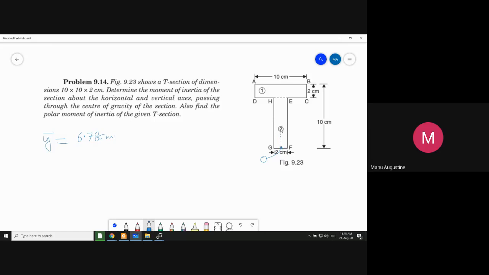So if y bar is 6.78 centimeters, that means you have to measure upwards. ऊपर चलना पड़ेगा 6.78 सेंटीमीटर तक, क्योंकि पॉजिटिव आया है y bar. So this is somewhere around here, let us say. So this is your centroid.